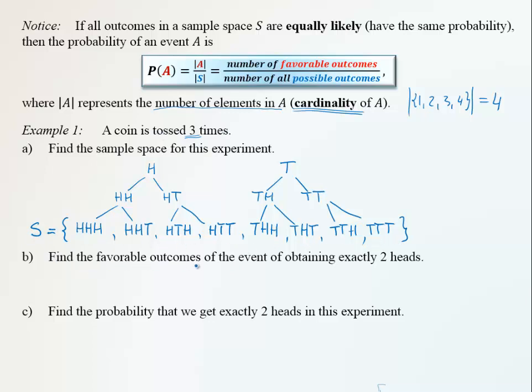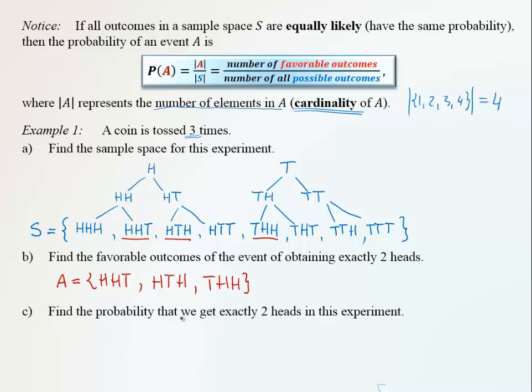Find the favorable outcomes of the event of obtaining exactly 2 heads. So, which outcome has exactly 2 heads? This one not, that one yes, that one yes, that's not, that's yes, no, no, no. Okay, so there's 3 possible outcomes. Let's call this event A. It consists of 3 outcomes: head, head, tail, head, tail, head, and tail, head, head.